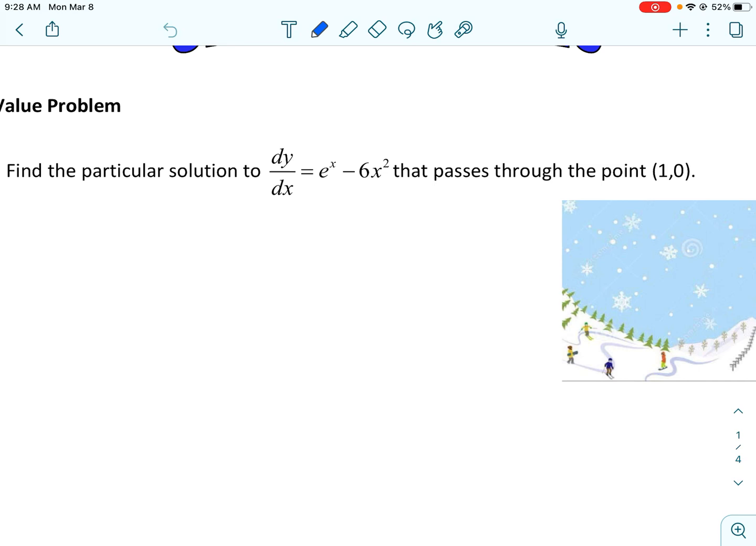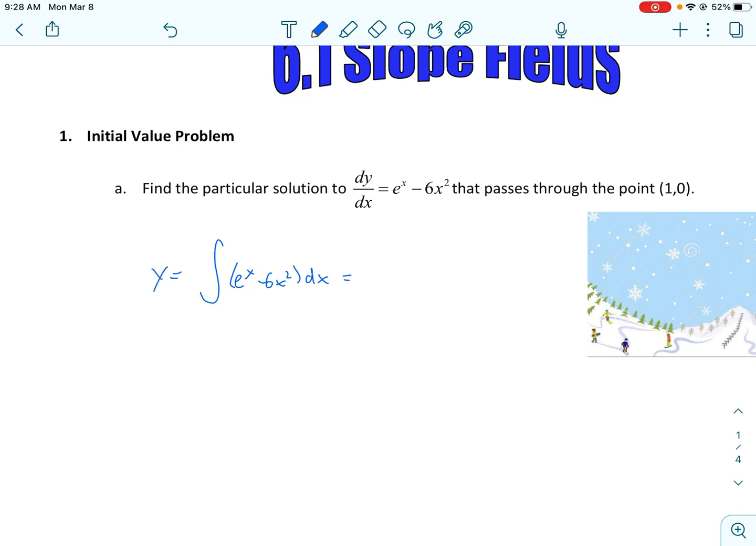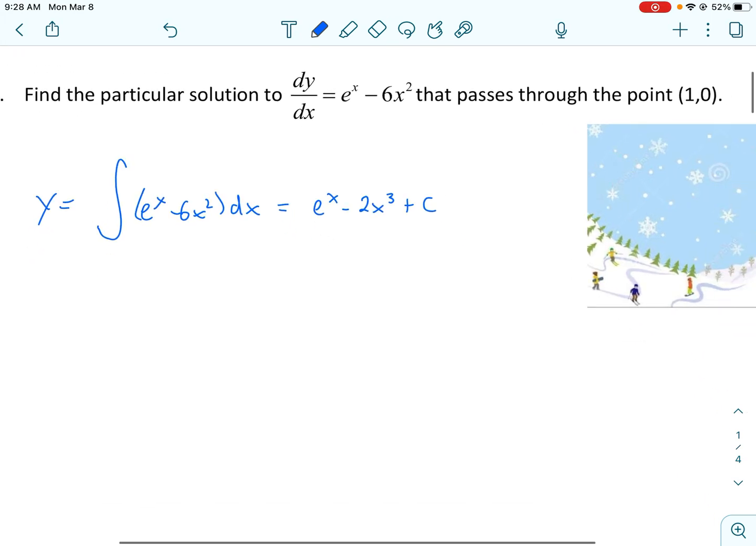So to find the antiderivative, we're going to set it up as an integral of e to the x minus 6x squared dx. The antiderivative is going to be equal to our function y, because dy dx is this, so y is the antiderivative. The antiderivative is e to the x minus 2x cubed and then plus c. So that's our function for y. So we have y equals e to the x minus 2x cubed, sorry, plus c.